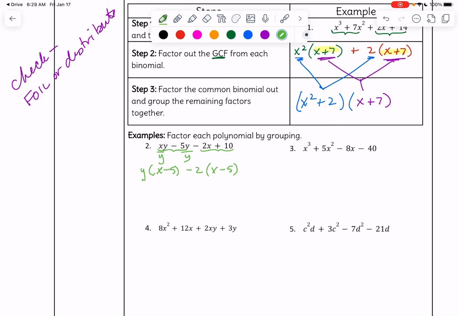And then we take it and we say, okay, this piece and this becomes y minus 2. And then this piece and this piece becomes the second factor of x minus 5 because it's in both terms.